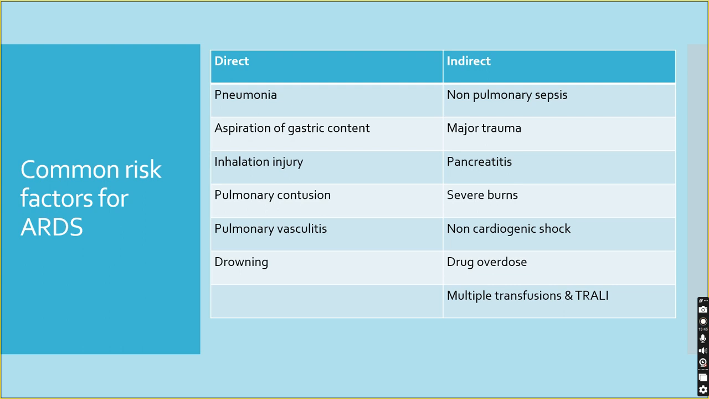And sometimes you may get indirect kind of ARDS where the patient may have non-pulmonary sepsis, maybe abdominal sepsis. We may get ARDS in patients with dengue, malaria. So commonly in patients with dengue and malaria, we get ARDS. So this is a non-pulmonary kind of ARDS. Major trauma can lead to ARDS. Pancreatitis, burns, patients with non-cardiogenic shock, drug overdose, and even multiple blood transfusions or transfusion-induced lung injury can lead to ARDS, and these are called indirect causes of ARDS.